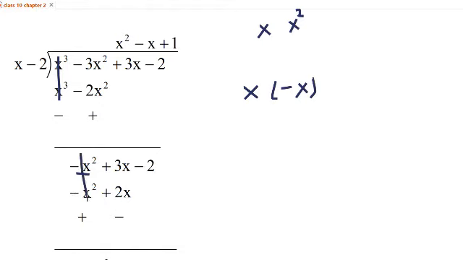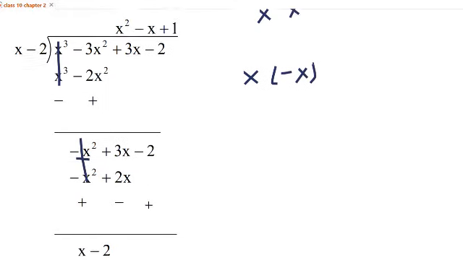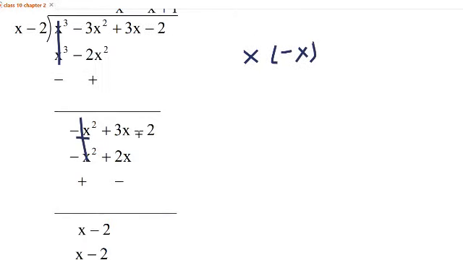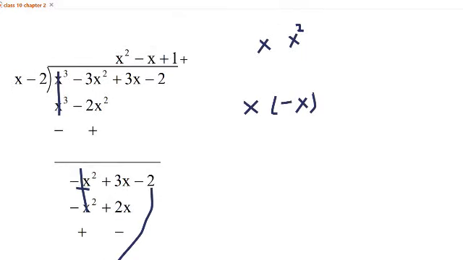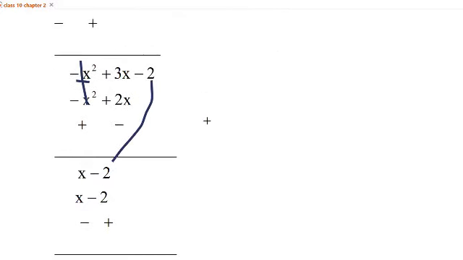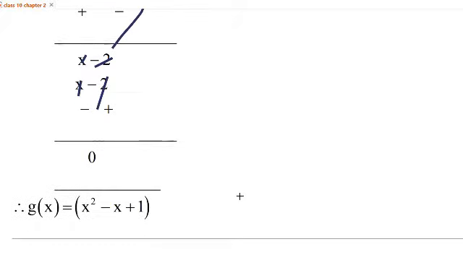Now again this will be cancelled, and 3x minus 2x will give you x, and this minus 2 will come as it is. Now what should be multiplied in x minus 2 to get x minus 2? 1 only. x into 1 will be x, minus 2 into 1 will be minus 2. Therefore the quotient, the next term is plus 1. And now we'll change the sign, and x will cancel minus x and minus 2 will cancel plus 2. So we'll get remainder 0, and hence we got our answer g(x), right?